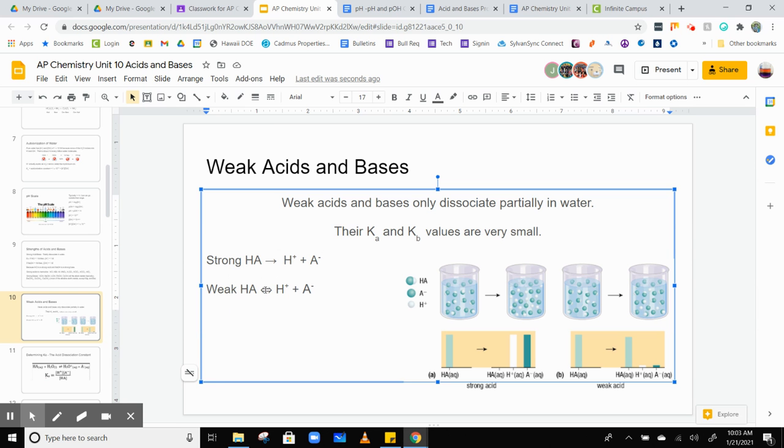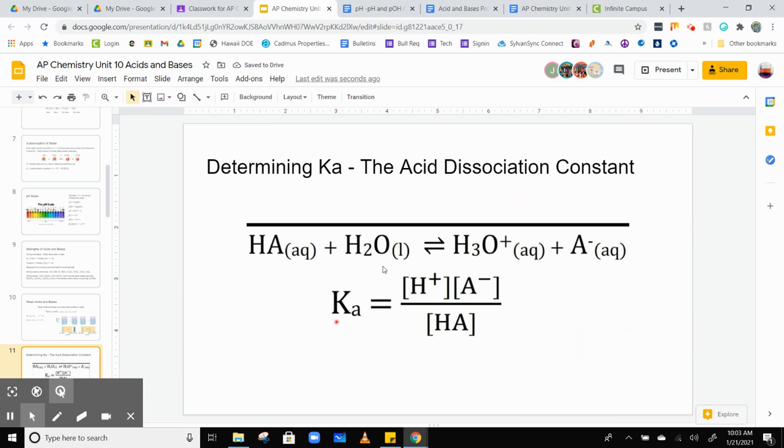We have a ratio of products over reactants, okay? And that ratio is what we call the Ka statement. And that's what we're showing here, okay? So the Ka is products over reactants. The larger the Ka, the stronger the acid. The larger the Ka, that means that more of the acid dissociates into H plus and A minus. That means that we have a stronger acid. So strong acids have larger Kas.